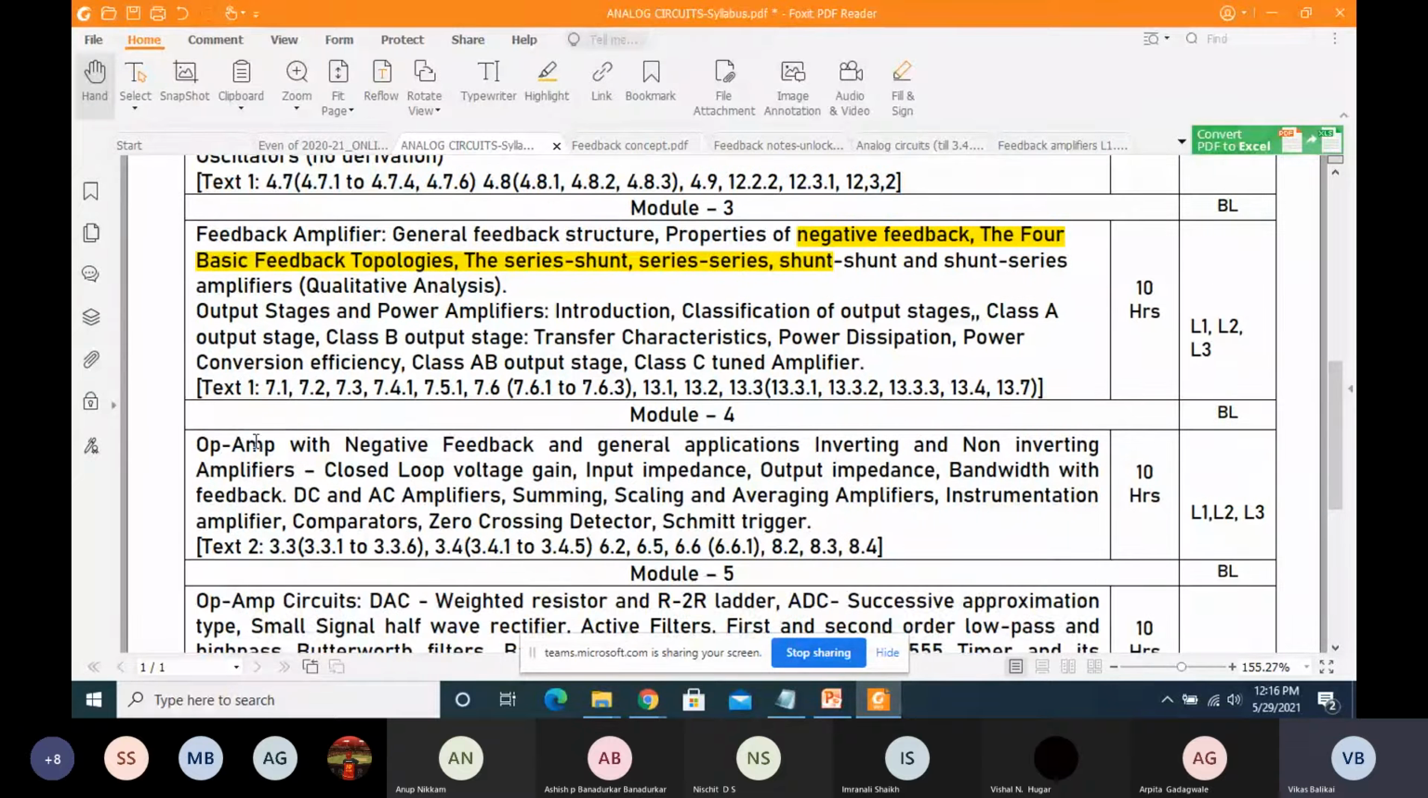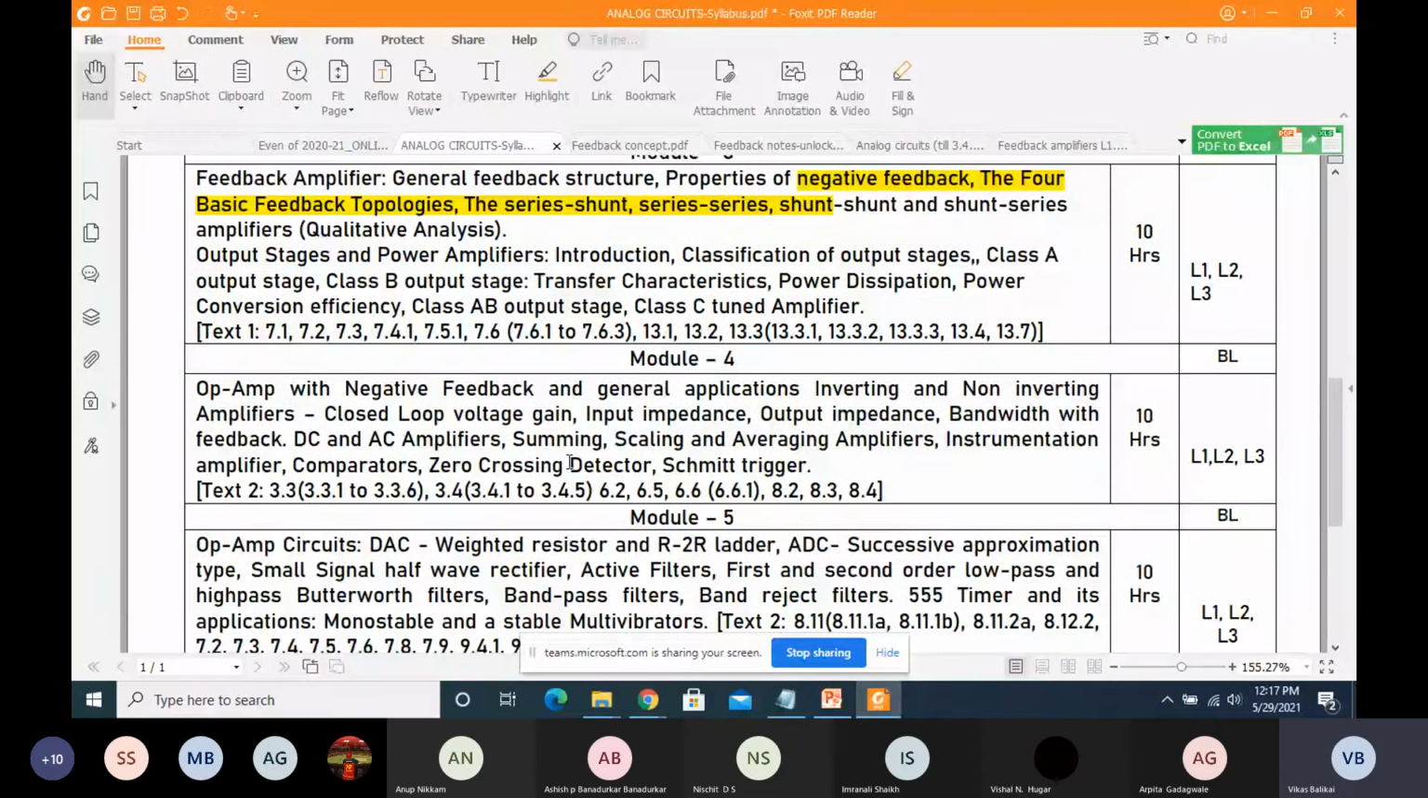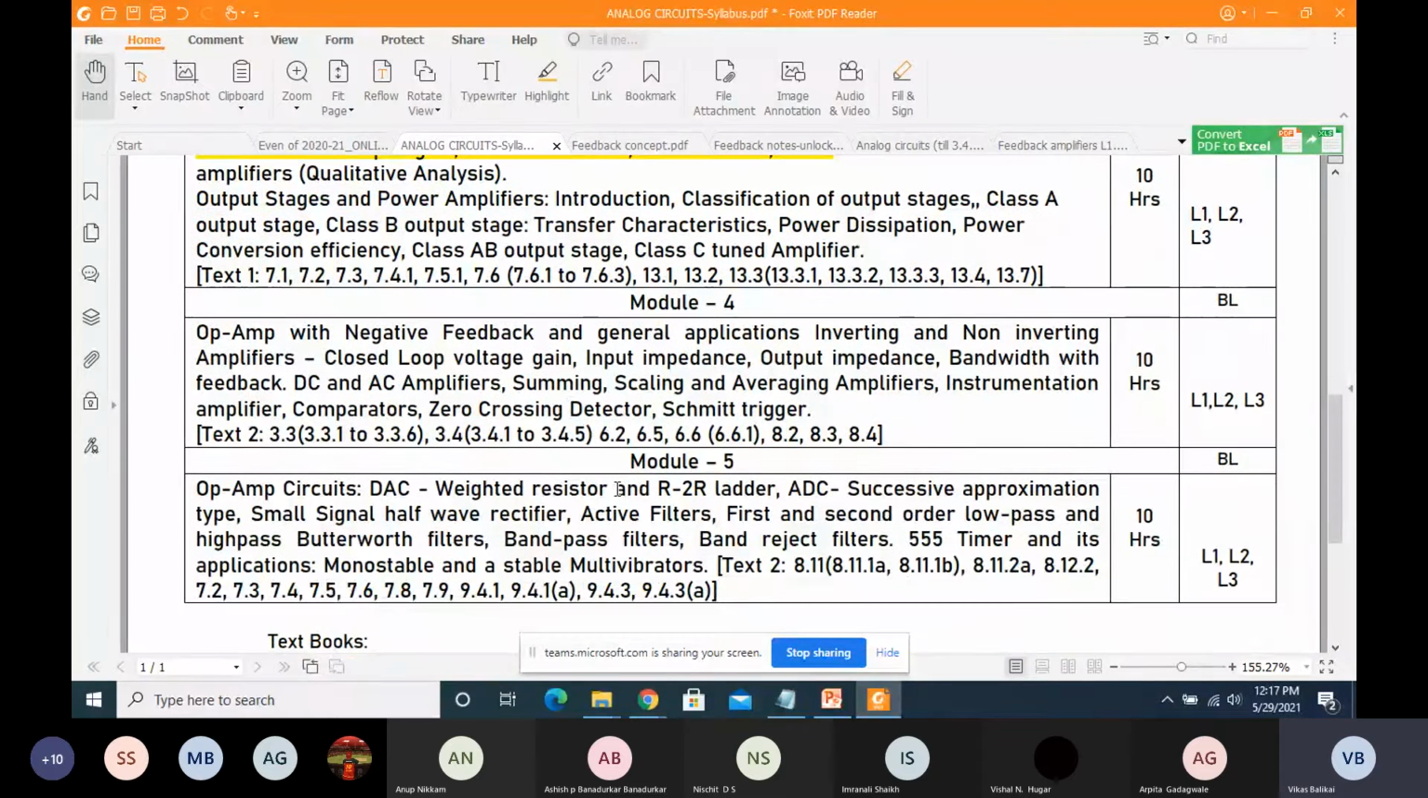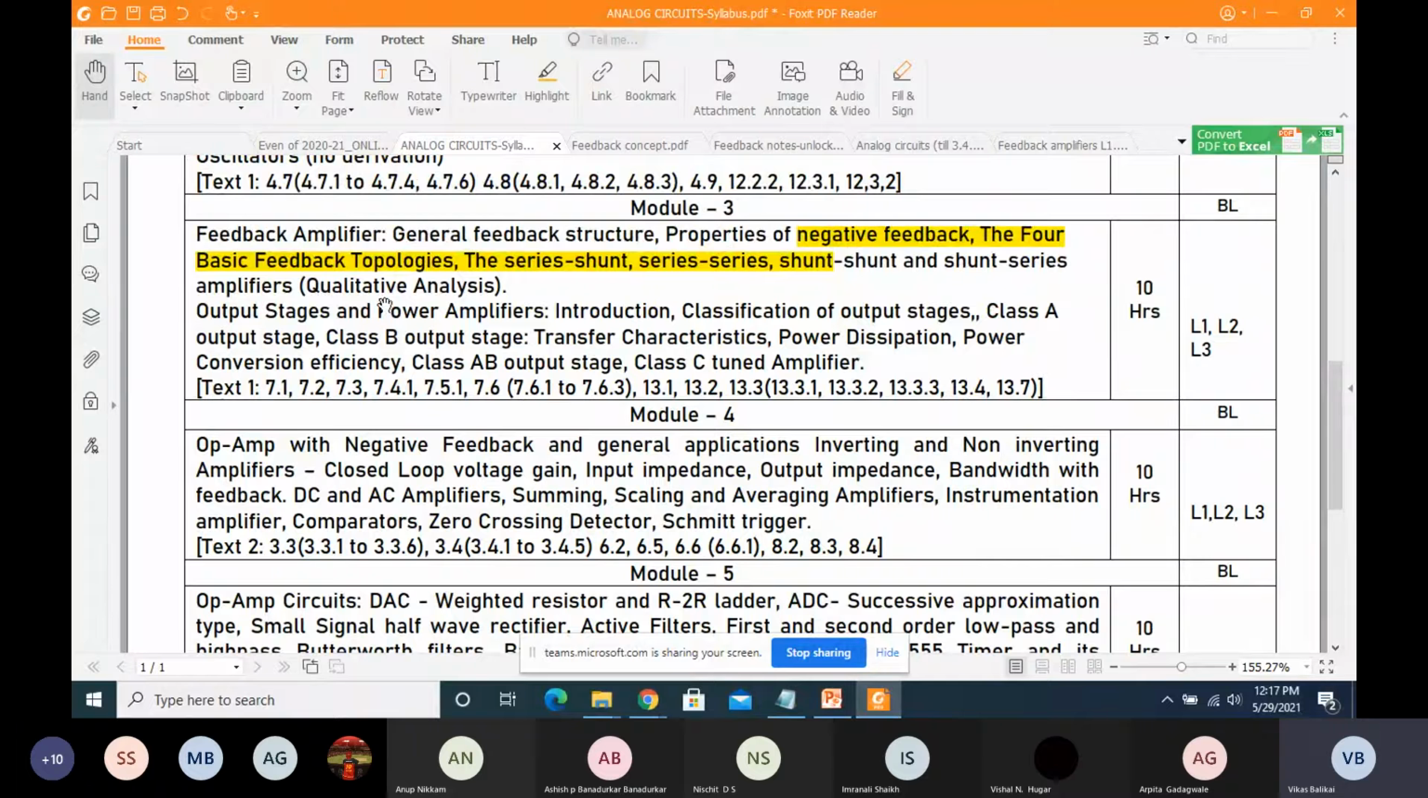Now, once we are done with the understanding of op-amp in terms of its negative feedback configurations, two configurations we have learned: inverting and non-inverting, which are basically your voltage series and voltage shunt configuration. On top of that, we have done a lot of applications of these circuits, ranging from small summing amplifiers to Schmitt trigger, zero crossing detector, and also filters. So once we are done with this, let's go ahead with the feedback amplifier concept itself.